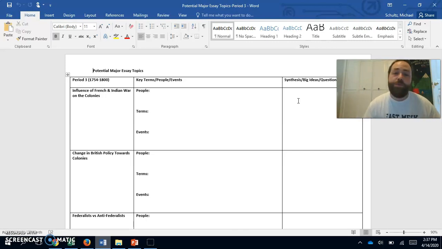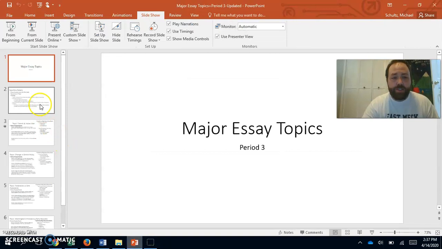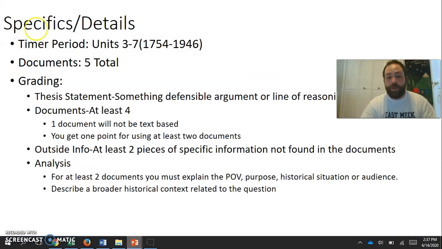Will it match up perfectly? I don't know, but it's insane not to give yourself a tool to help you when you're taking the exam. So let's go ahead and start going through the PowerPoint so we can feel better prepared for things. All right, so move this down here, get it out of the way.